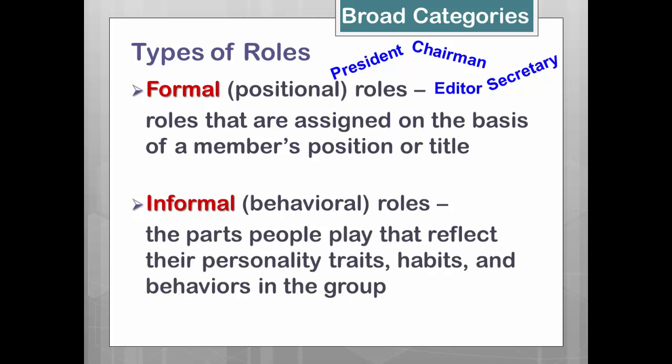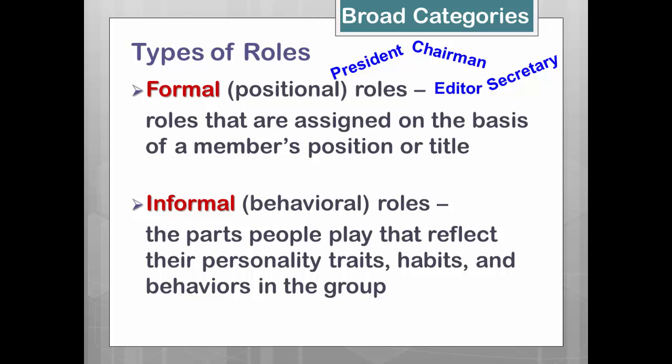Informal roles, on the other hand, are based upon people's personality traits, habits, and behaviors in the group. These roles emphasize functions, not positions. Even if people hold the same title or position, like secretary for example, they behave in ways that reflect their unique personalities. Over time and through trial and error, every member of a group begins to specialize in certain behaviors.